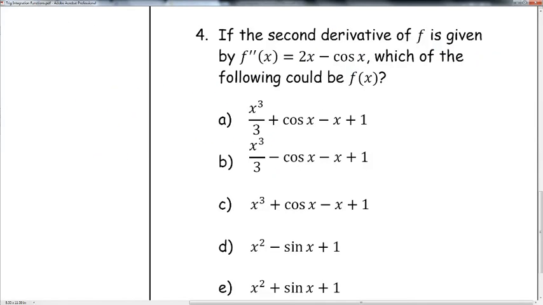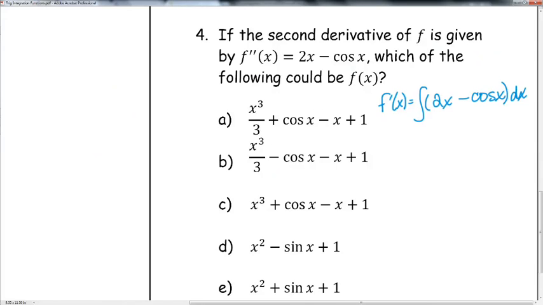Finally, number 4. If the second derivative of f is given by f double prime of x is equal to 2x minus cosine x, which of the following could be f of x? That's our parent function. So our first thing is we need to find our first derivative. So our first derivative is going to be equal to the antiderivative of 2x minus cosine x.